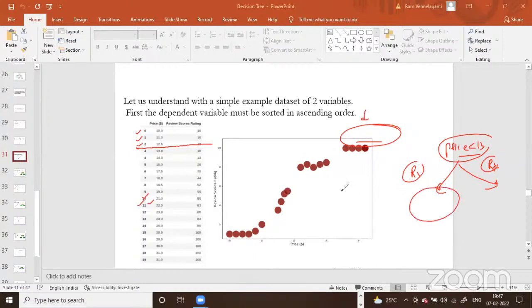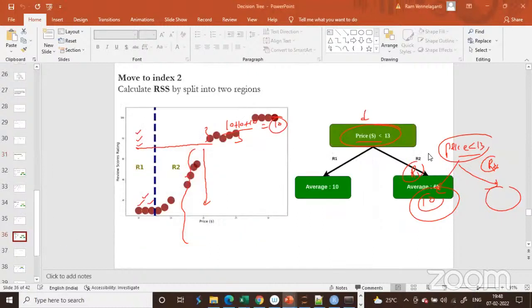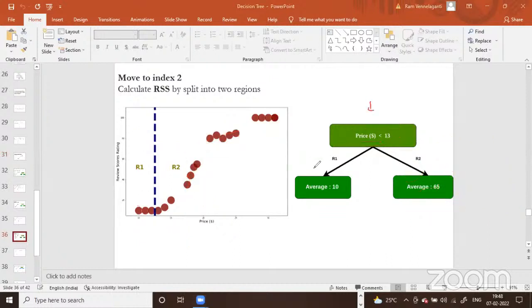So find out what is the average. For region 1, 10 plus 10 plus 10 by 3, 10. 10 is the average. Find out what is the average for region 2. Add all your observations, divide by total number of observations. That is what you're doing. So do the same thing now. So price less than 30. So average for region 1 is 10 and average for region 2 is 65 for us.